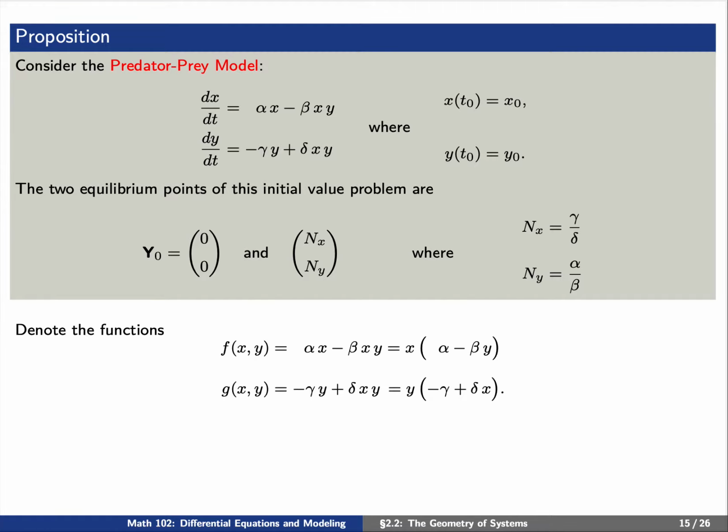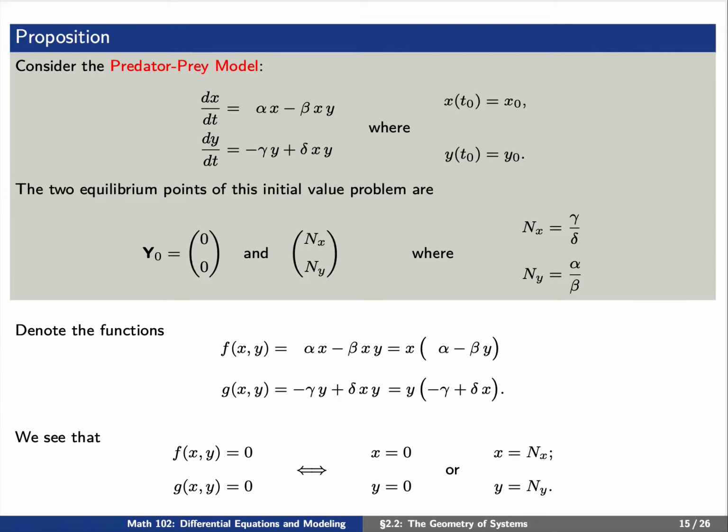To see this, let's denote the functions lowercase f of x, y as x times (alpha minus beta times y), and g of x, y equals y times (negative gamma plus delta times x). We want to set both f and g equal to 0 simultaneously, and then solve for x and y. We factored these functions so that we can find solutions as follows. For lowercase f, let's set x equal to 0. Then, to set g equal to 0, we find that we must have y equals 0.